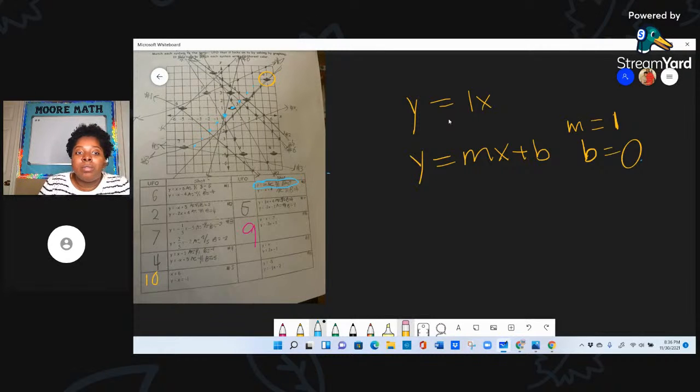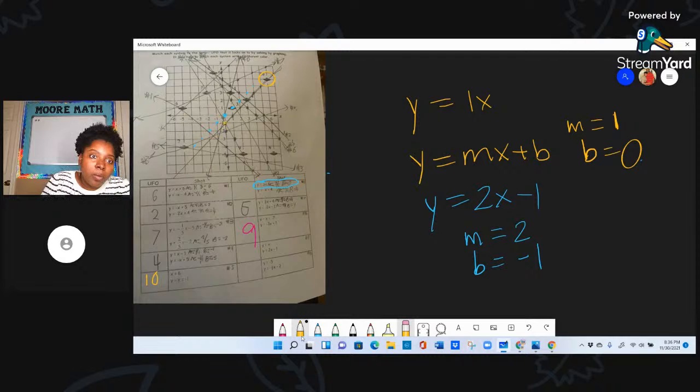All right. Now do the next one. Y equals 2x minus 1. What's your slope? What's your m? 2. What's your b? -1. Okay. Where are we starting? -1. Good. Okay. Where are we going? Up 2, to the right 1. Good. Okay.